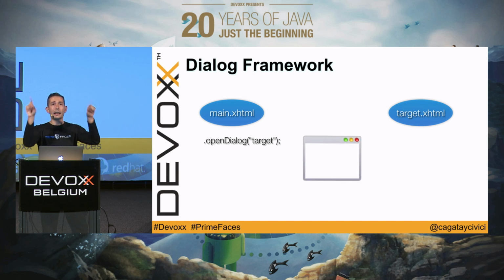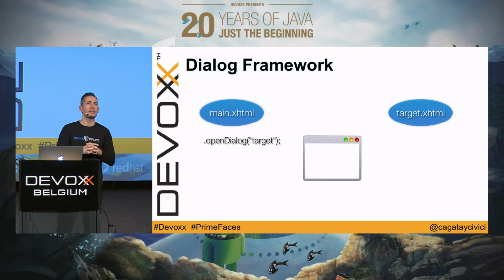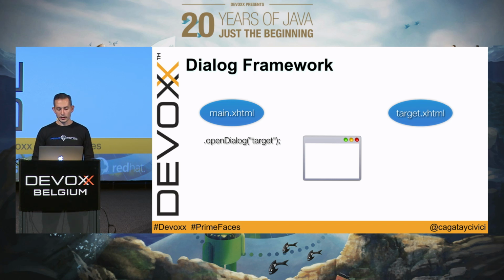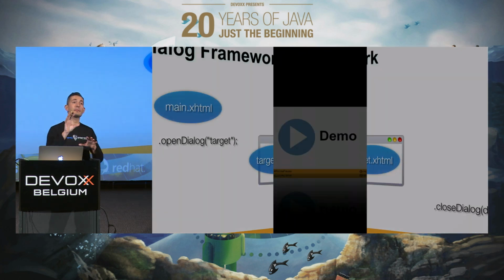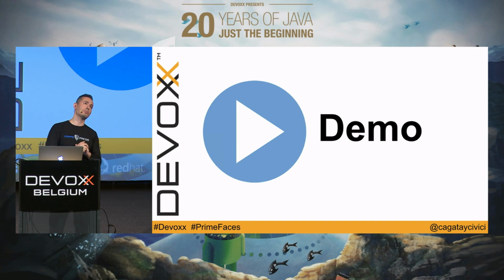And then we generate a dialog. You don't need to use pdialog. We just generate some dialog for you, and then move the target XHTML inside and then open it. And then you can just get data and pass it back to the master page that calls this.